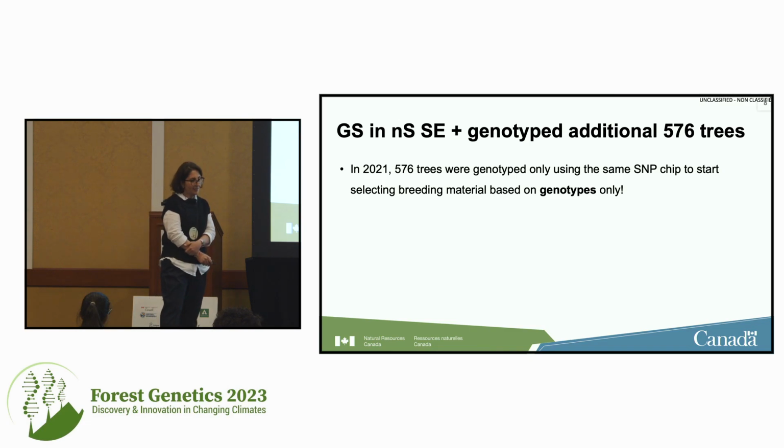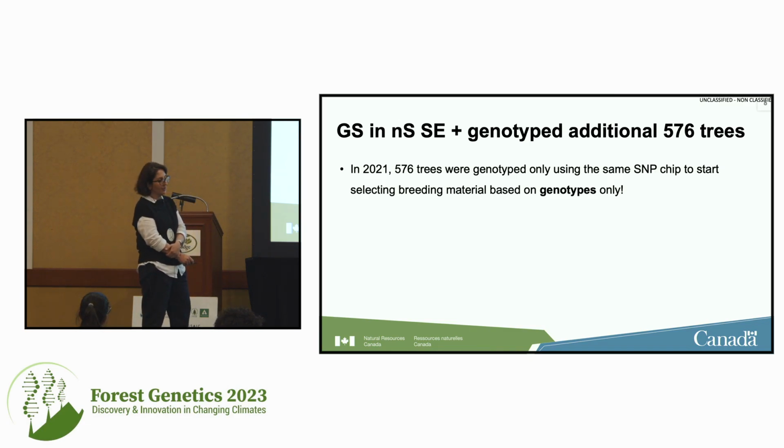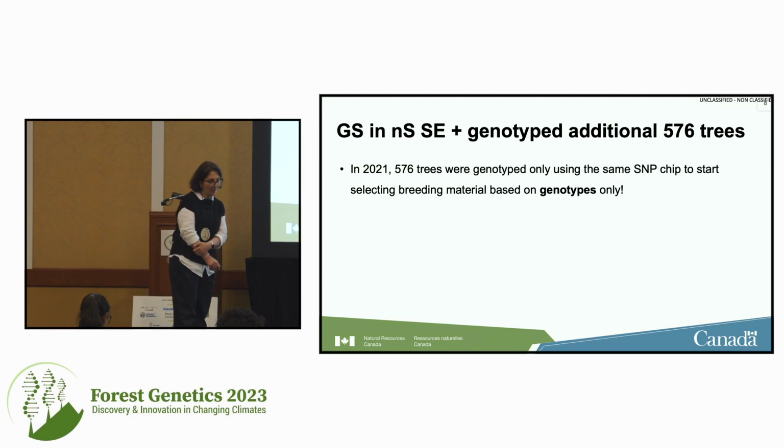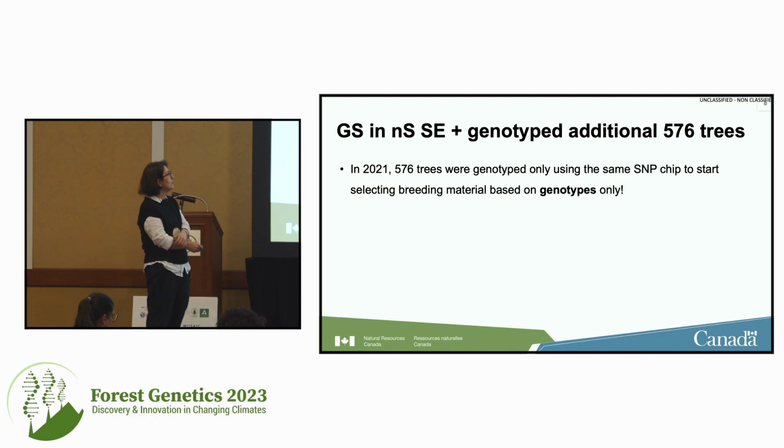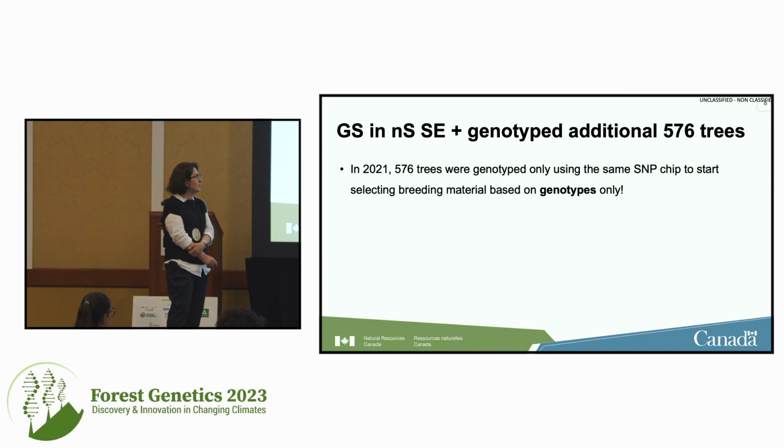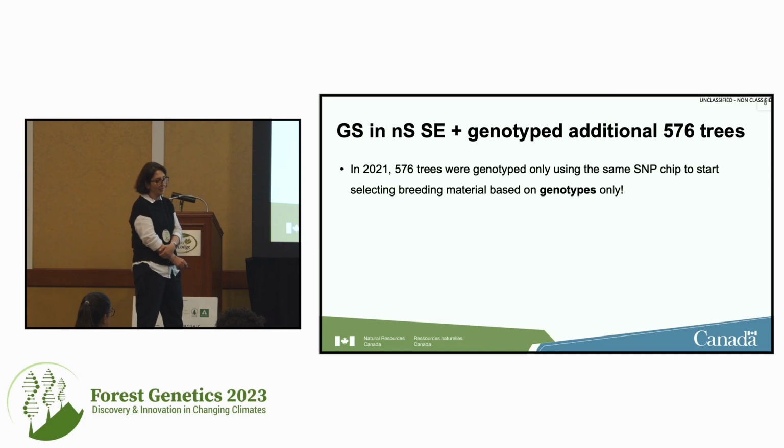Then additional material was genotyped in 2021 to start selecting breeding material based on the genotypes only. We're using the same SNP chip as a beyond proof of concept study, basically, and then to continue the implementation of genomic selection for Norway spruce improvement program.